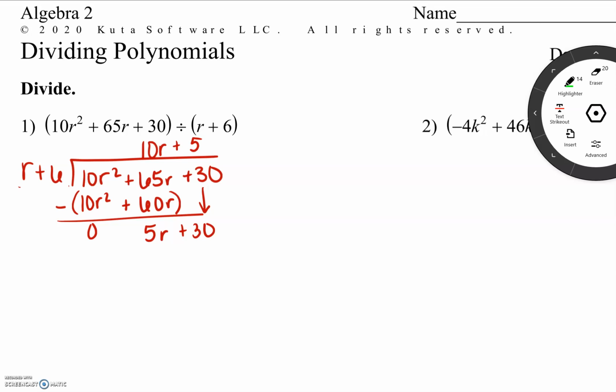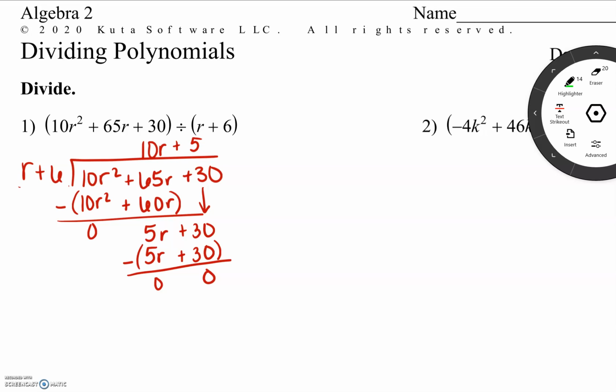Now we take 5 times r, which is 5r, and 5 times 6, which is positive 30. And again, we are subtracting the whole line, so we are subtracting both terms. 5r minus 5r is 0. 30 minus 30 is 0.